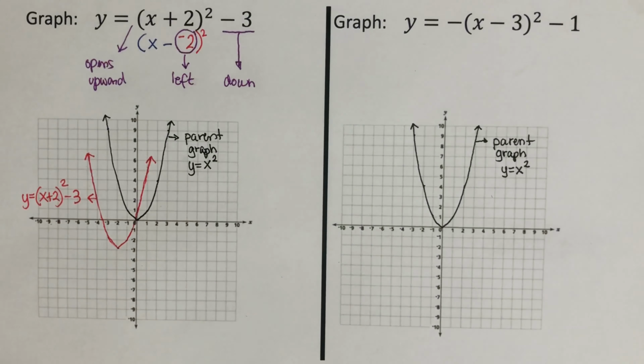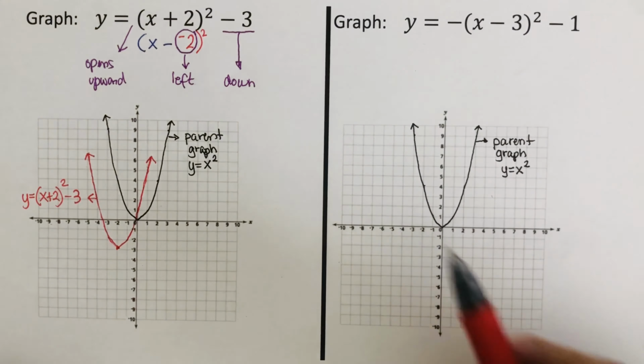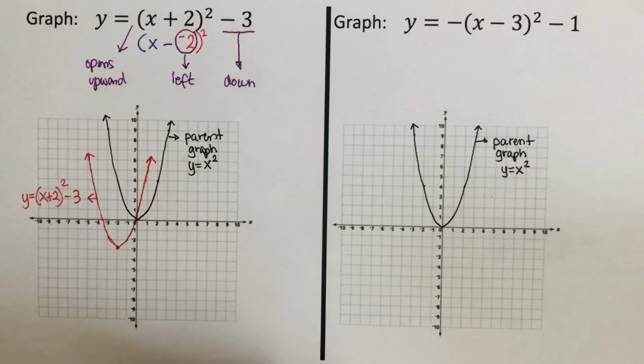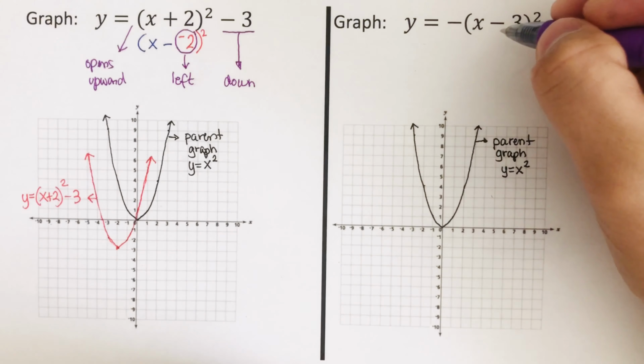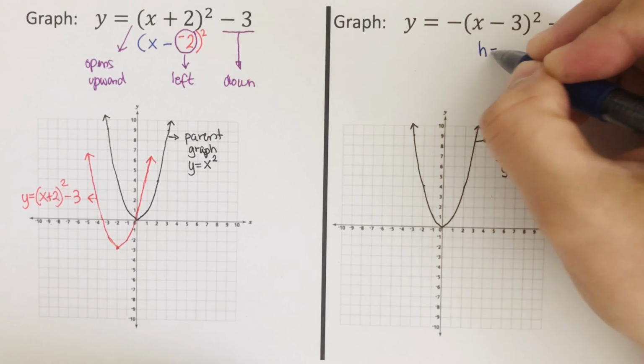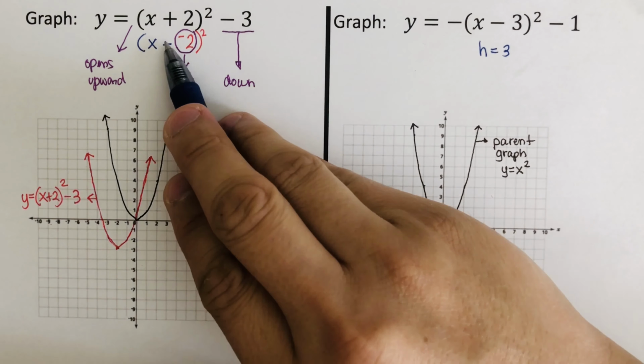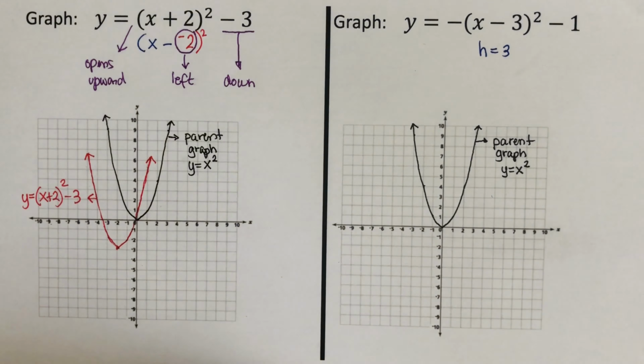Did you get the same shape as this? Good. Perfect. Now let's move on to the third graph. First, we always remember our h is a positive. So our h here is positive 3. We're just going to switch it, or you can show it this way. It doesn't really matter. So h is positive 3.